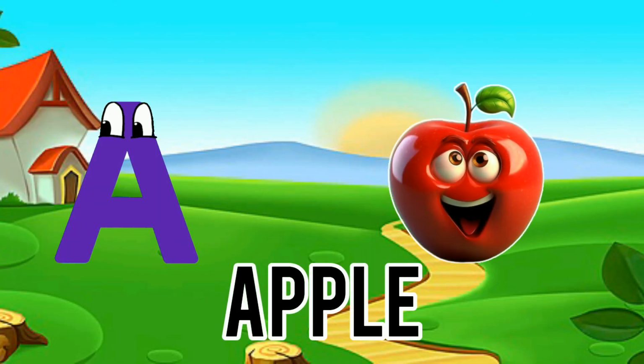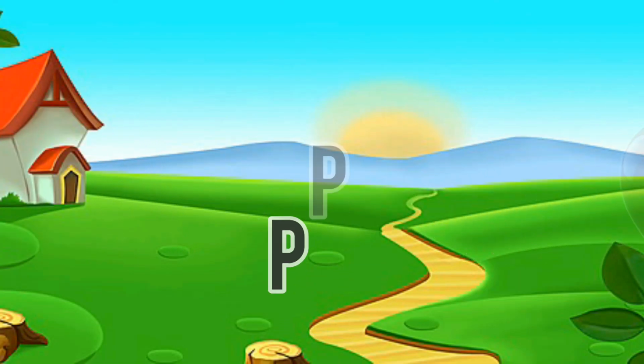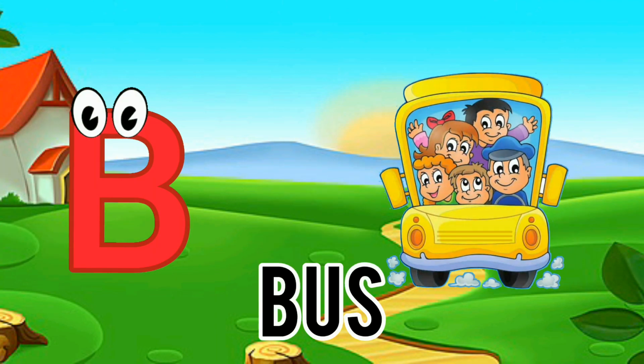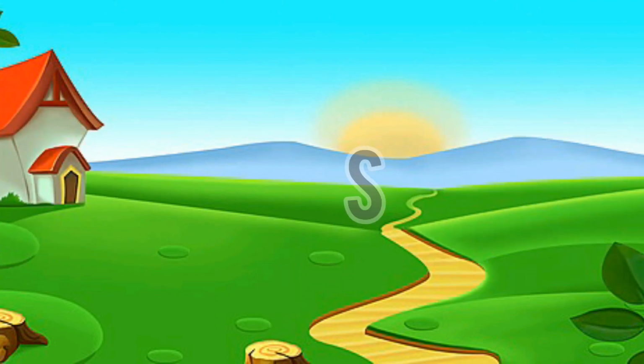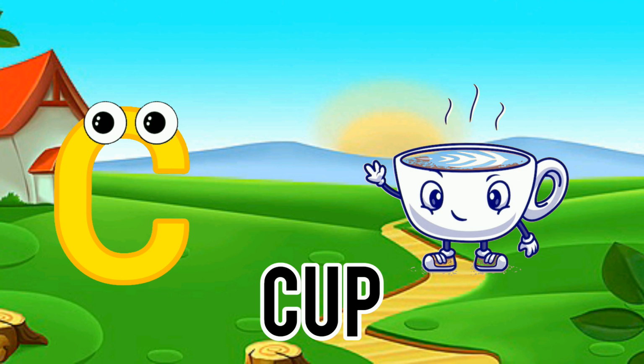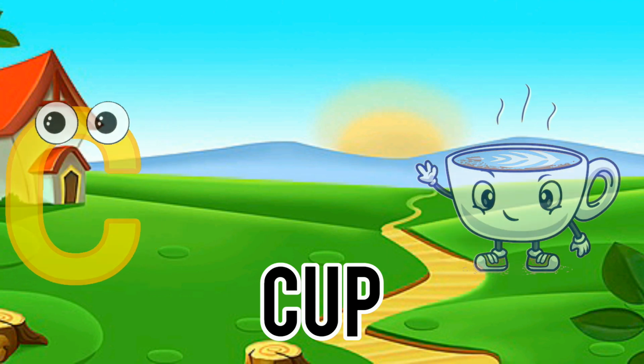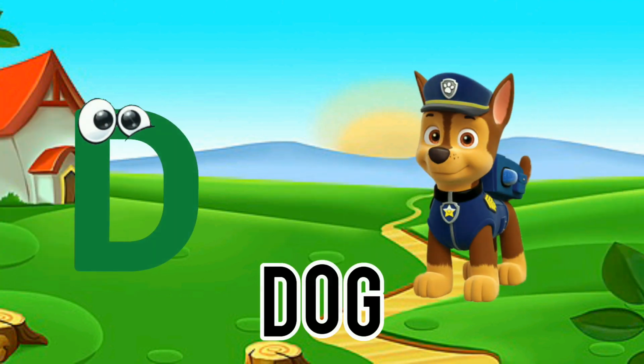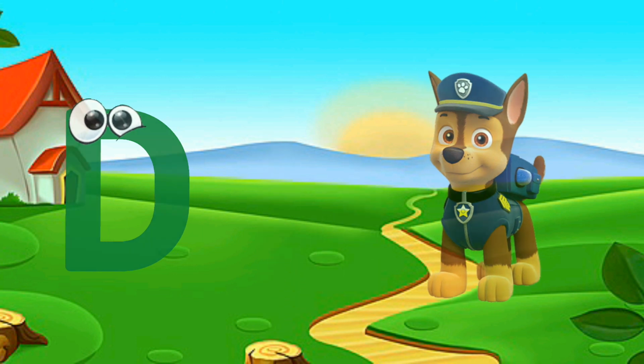A is for apple. Apple. B is bus. Bus. C is for cup. Cup. D is dog. Dog.